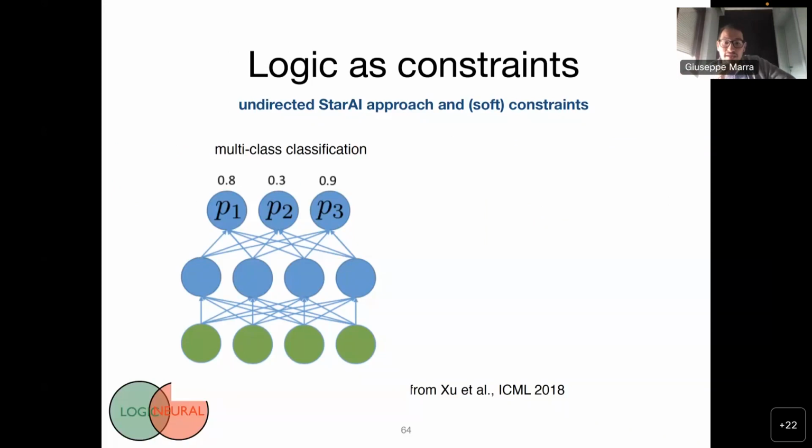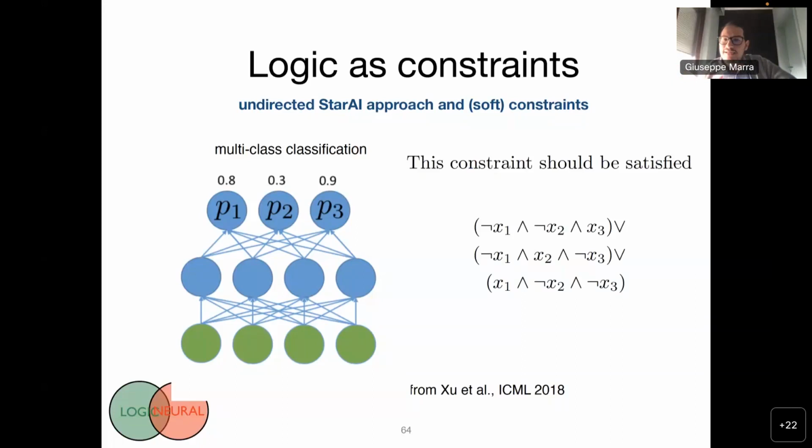And I will just make an example here. So suppose that you have a multi-class classification problem. And like this neural net here, you have three classes and they are like one with probability 0.8, 0.3, and 0.9. And suppose that then you have some knowledge that tells, look, these three classes actually are mutually exclusive. So you cannot really have all of them being true at the same time, but only one can be true.